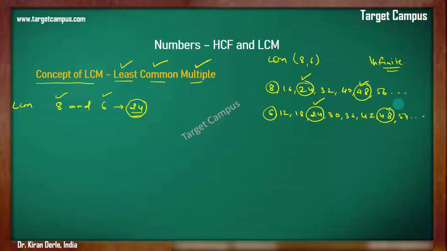48 is also a common multiple. You go to 72, 72 will also be a common multiple, right? So all the multiples of 24 will be common multiple of 8 and 6. That's how it is. See, you should write this statement: all the multiples of 24 are common multiples of 8 and 6, right? So I hope you're getting this point.